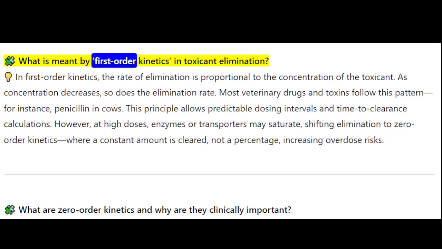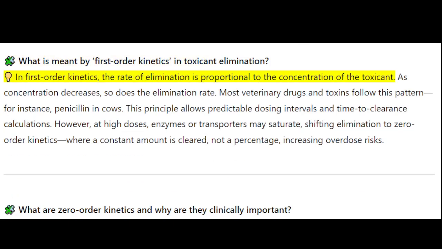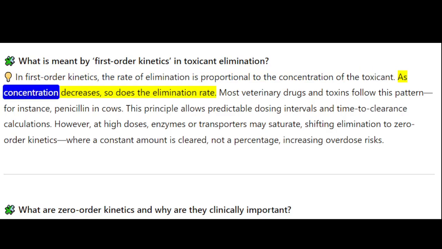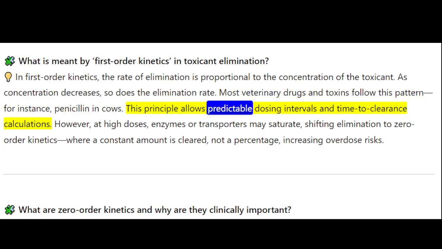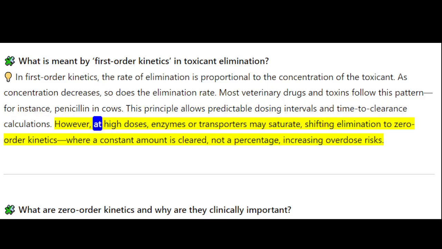What is meant by first-order kinetics in toxicant elimination? In first-order kinetics, the rate of elimination is proportional to the concentration of the toxicant. As concentration decreases, so does the elimination rate. Most veterinary drugs and toxins follow this pattern, for instance, penicillin in cows. This principle allows predictable dosing intervals and time-to-clearance calculations. However, at higher doses, enzymes or transporters may saturate, shifting elimination to zero-order kinetics, where a constant amount is cleared, not a percentage, increasing overdose risks.